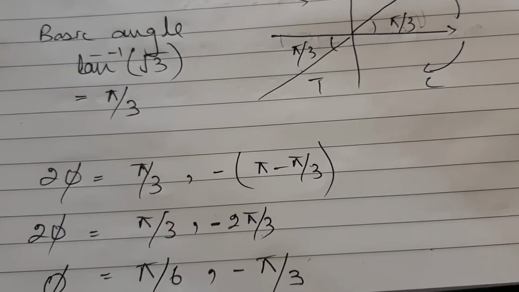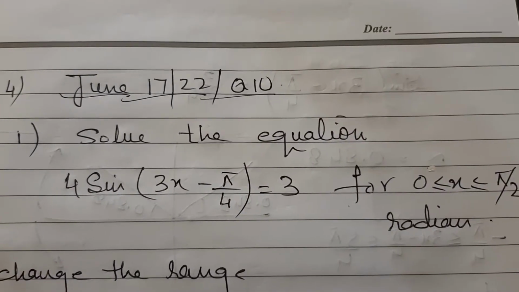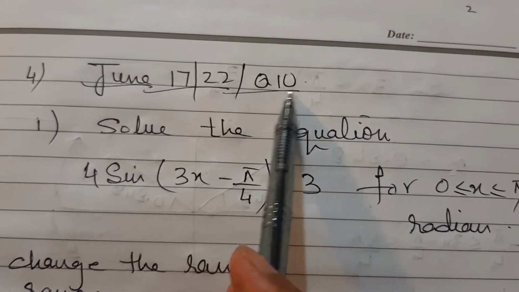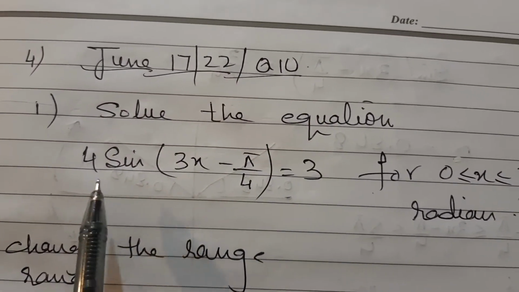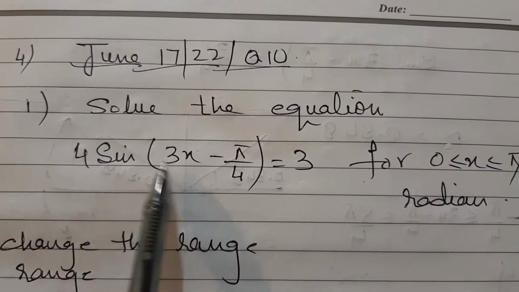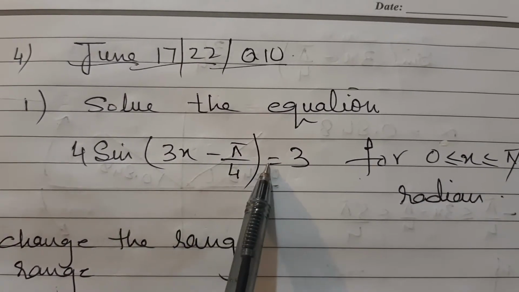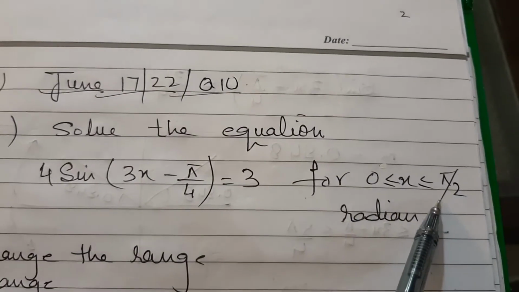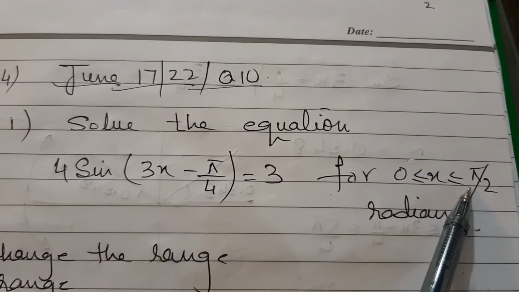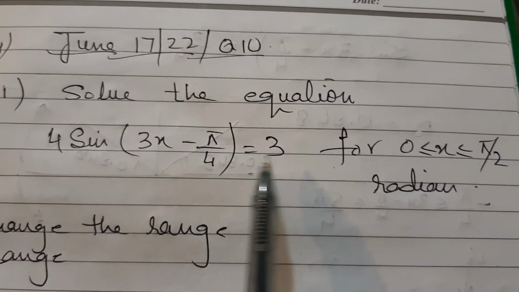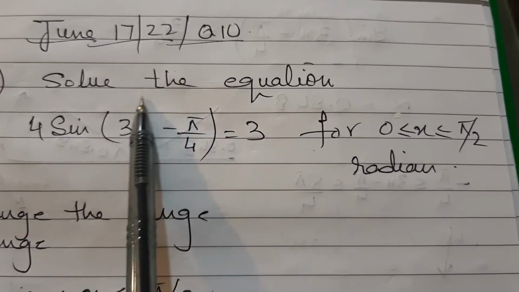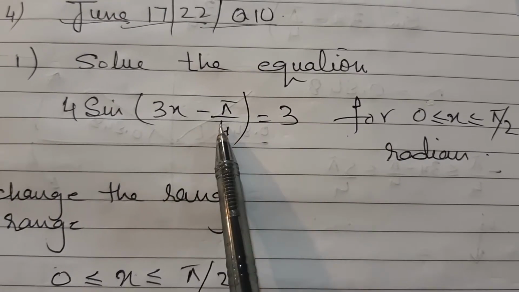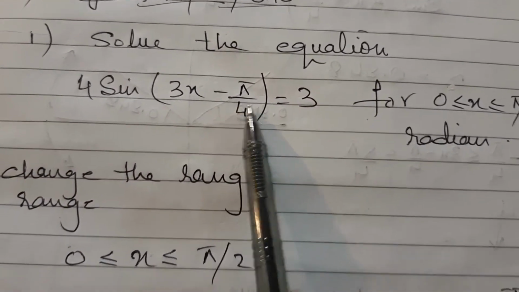Now let's see another question of a past paper. This question I have picked up from June 17, variant 1-2, question 10. Solve the equation 4 sine (3x minus pi by 4) equals 3 for the range given to you, 0 to pi by 2. And it is again radian, right? So I'll bring this 4 down here, and this is giving me a clear hint that I have to change the range. So let's change the range first, and then we will find out the basic angle.